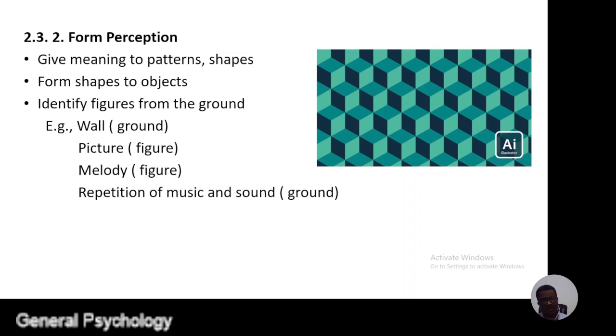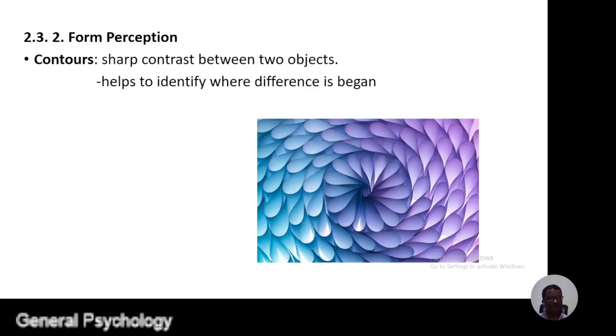Identifying words from the ground. Detecting a picture from the figure. Knowing or detecting a melody from different music. So through repetition of music and sound, we can identify the melody or the taste of the music. So form perception means giving meaning to different patterns, different shapes, different objects, different colors, whatever it is.